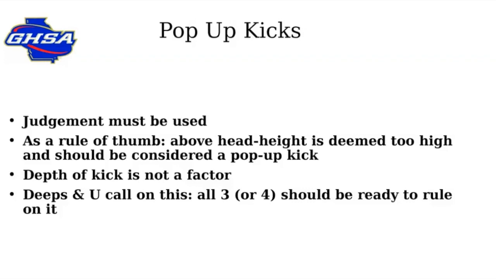This is primarily a call on the deeps and the umpire. All 3 or 4, we're in a crew of 7, all 4 of you should be ready to rule on this. Typically, your U and your B are going to be looking for encroachment. So a lot of times this will fall on the deeps. But even U and B, if you're looking for encroachment, you can still see this. You can still call it. Especially if you see it clearly, then you call it. But we definitely want our deeps looking out for this.